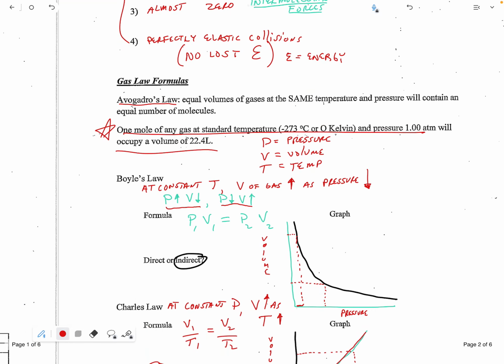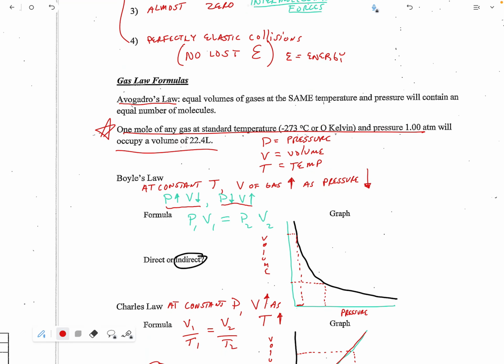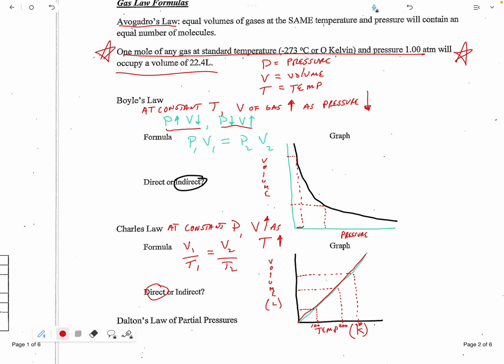Okay, gas law formulas. Avogadro's law. Equal volumes of gases at the same temperature and pressure contain an equal number of molecules. So 1 mole of any gas at standard temperature and pressure will occupy a volume of 22.4 liters. First law that we talked about when you weren't here was Boyle's law. That means at a constant temperature, the volume of a gas will increase as the pressure decreases. That's an indirect relationship, and we showed the graph of that down below.